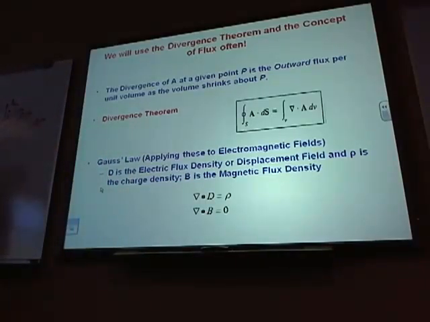So now we're going to add two more terms. We're going to go over them again and again until you get it. If I take this D field, an electric flux density, and integrate it over a closed surface that encloses a volume, I can tell you what the charge is on the inside.